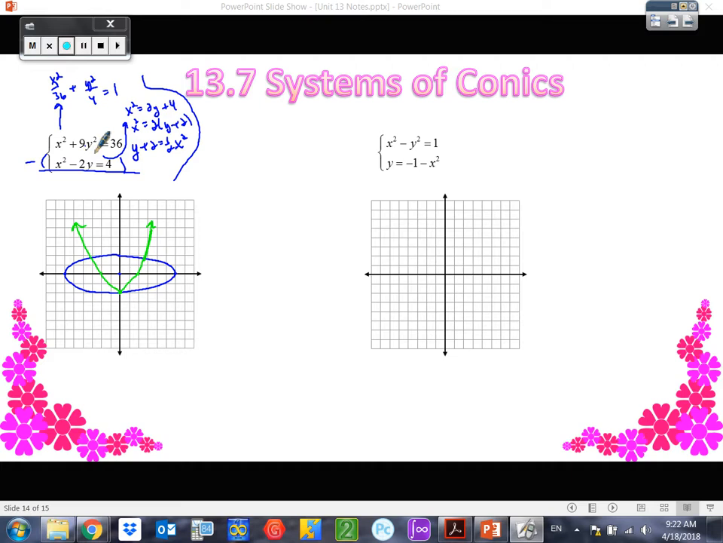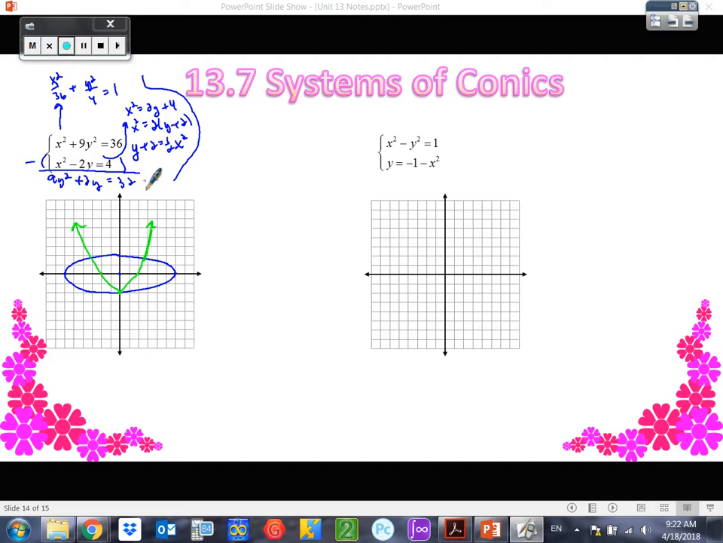So let's see, 9y squared minus nothing is 9y squared. 0 minus a -2y is a plus 2y. And 36 minus 4 is 32. So that's kind of nice. It kind of put me right where I want it to be, which I would factor that.